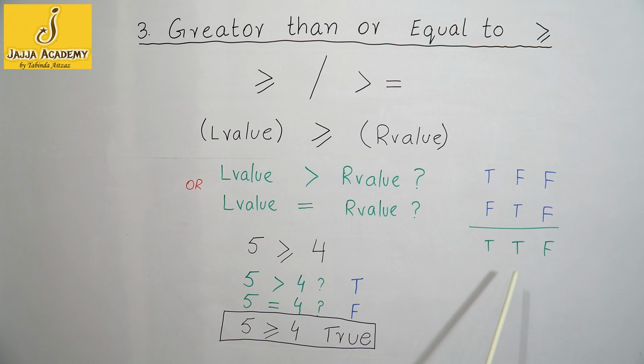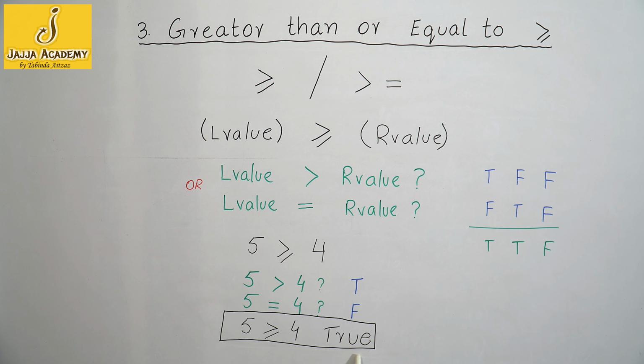Now as we discussed, if any of the two conditions is true, the result will be true. So the 5 greater than or equal to 4 comparison will generate a true result because one of the comparisons was true. So the final result of this comparison is true.